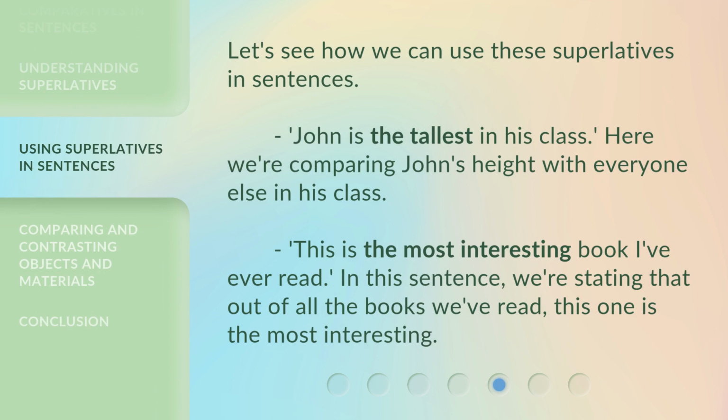Let's see how we can use these superlatives in sentences. John is the tallest in his class. Here we're comparing John's height with everyone else in his class. This is the most interesting book I've ever read. In this sentence, we're stating that out of all the books we've read, this one is the most interesting.